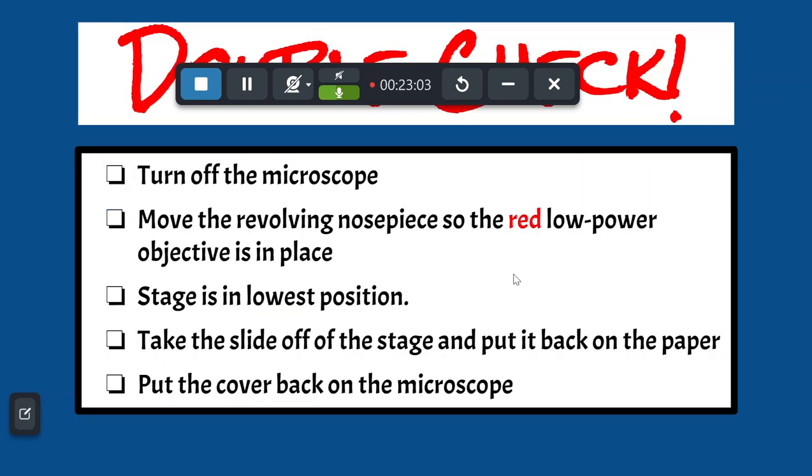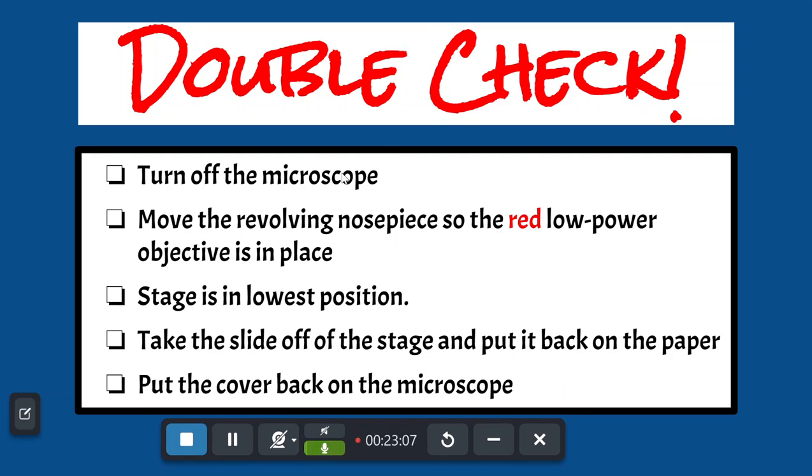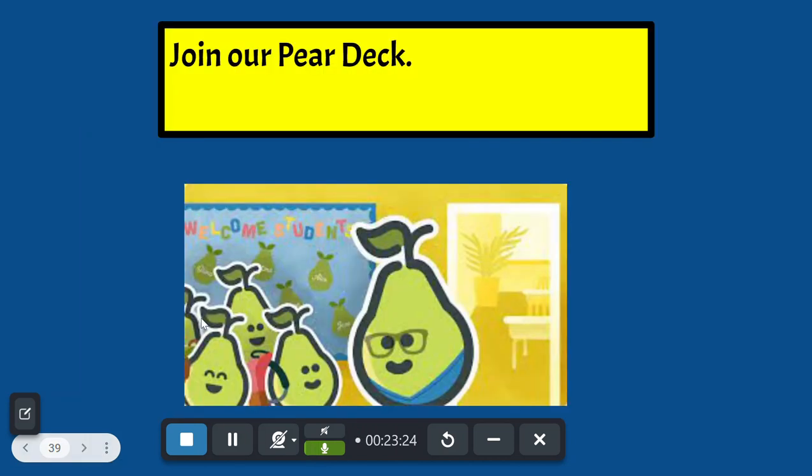All right, so of course, always remember when you're done, double check that you have taken your slide off the microscope, revolved to the red low power, and put your stage in the lowest position. And especially at the end of the day, if you're 7th or 8th period, you're going to put the cover back on your microscope. Make sure the light is off, and that's awesome. Everybody's been really good about that.